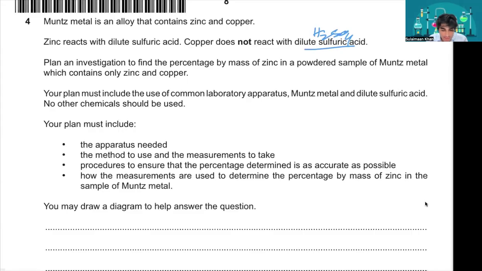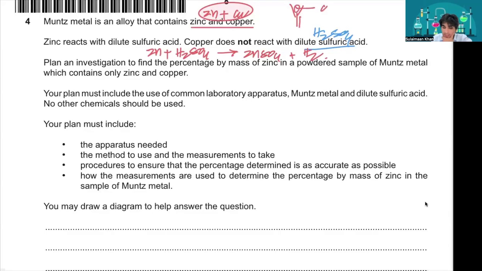Okay. Zinc reacts with sulfuric acid. Copper does not. Muntz metal is an alloy that contains zinc and copper. So it's a mixture. Alloy means a mixture. Zinc reacts with dilute sulfuric acid, so I'll keep on adding sulfuric acid until no more effervescence is seen. Copper wouldn't react, so then I'll filter it out. I'm going to get copper as the residue, and then I'll also wash the copper with distilled water.